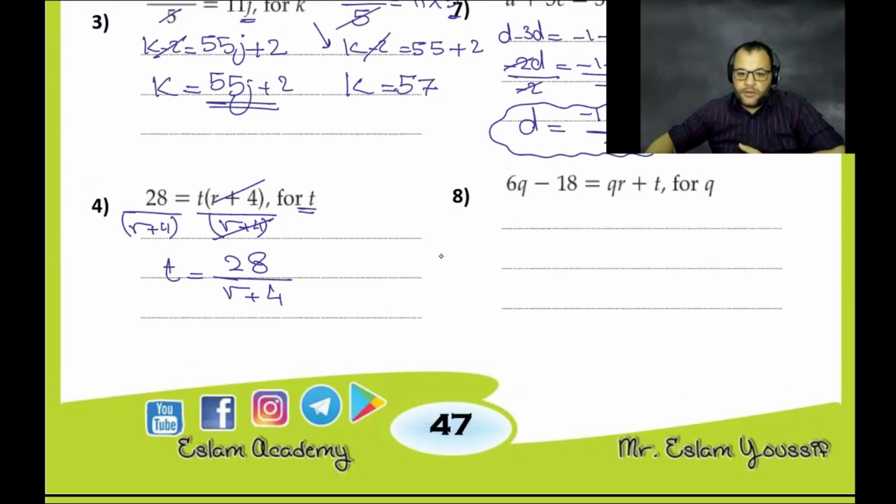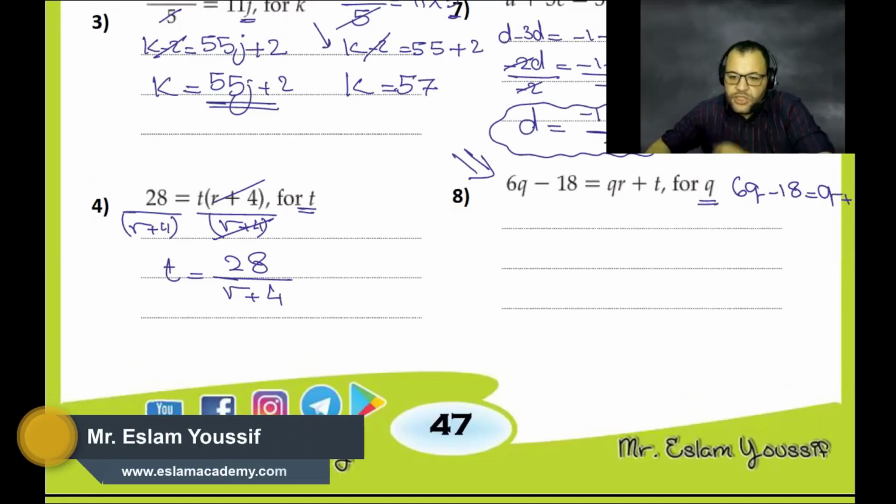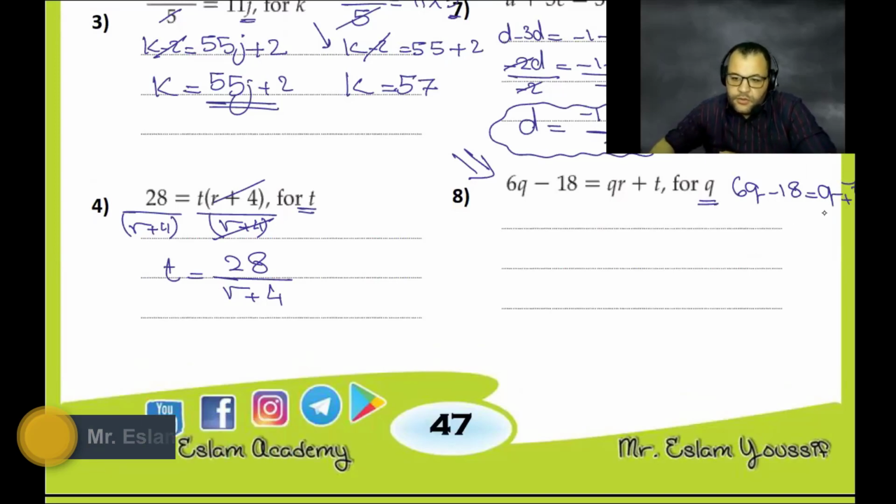Again, for this one, we need to solve for Q. So I will write the same equation, but only one variable, which is Q. The equation that we have is 6Q minus 18 equals Q plus T, suppose T is a number like 7, any number. How do we solve this one?